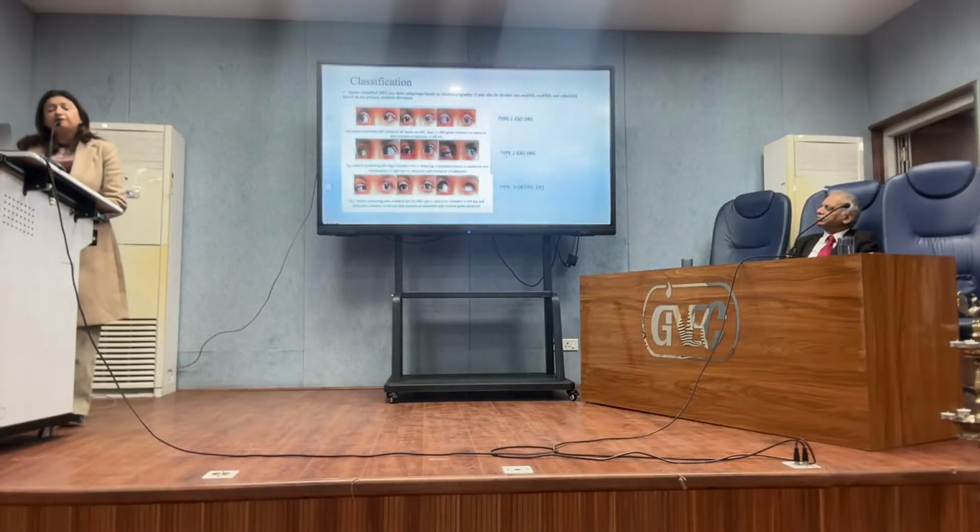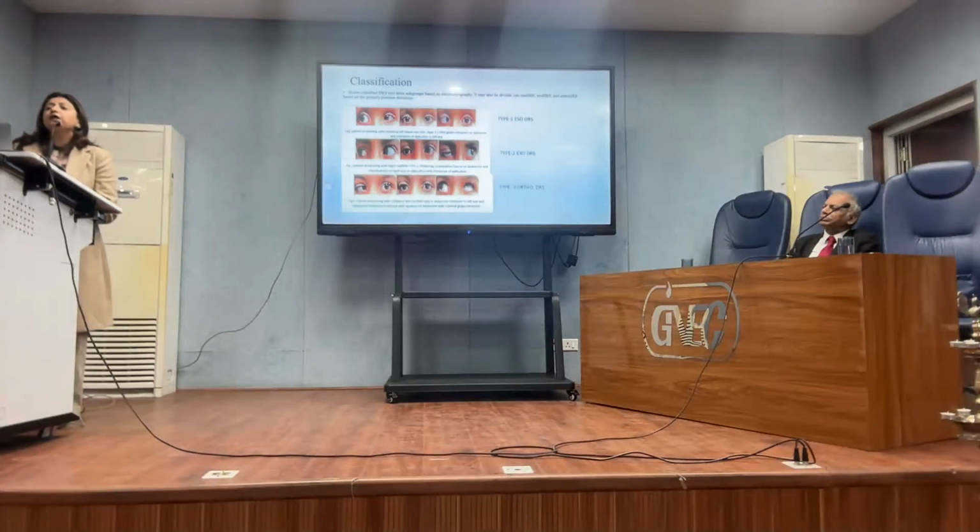So Huber classified Duane's retraction syndrome into three main types, and this classification was mainly based on those electromyographic findings and also on the type of deviation in the primary position. When we talk about type 1 Duane's, that is normally known as esoduanes. In esoduanes, you can see there is esotropia present in the primary position. And in esoduanes, the patient does not have the normal LR innervation. That is why there is an abduction deficit, and the adduction is almost full.